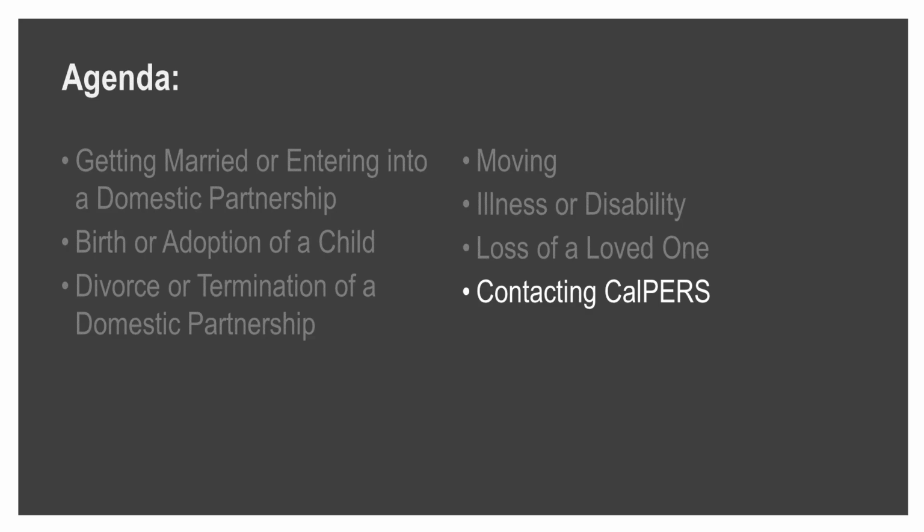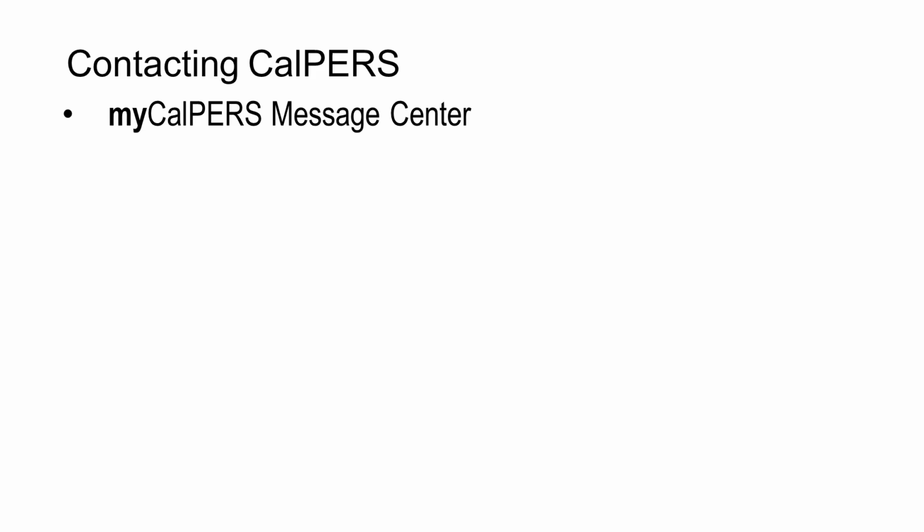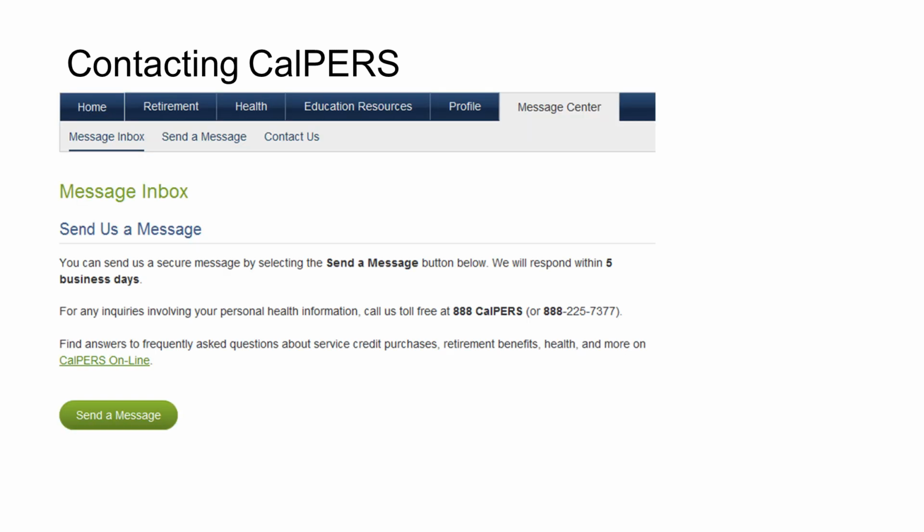Finally, it can be helpful to know how to contact CalPERS. One of the best ways to contact CalPERS is through your My CalPERS Message Center. In the Message Center, you can submit an inquiry to CalPERS. Because your request comes from a secured source behind your username and password, in most cases, we'll be able to provide you a personal response. When CalPERS answers your inquiry, you'll be notified by email that you have a message waiting in My CalPERS. Simply log in to review the response.